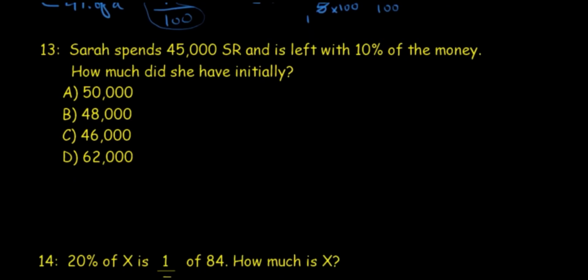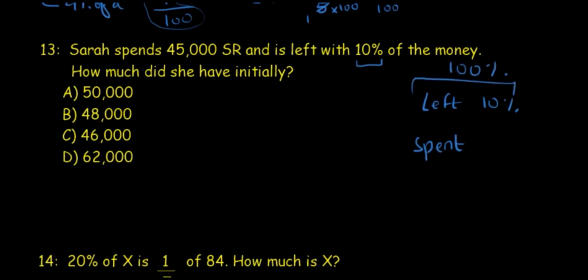Sarah spends 45,000 Saudi riyals and is left with 10% of the money. How much did she have initially? Well, if she's left with 10%, how much did she spend? We know that the total in percentage is 100%, right? If 10 is what's left, what's spent is 90, so that they add up to give you 100. So she's left with 10%, she spent 90%.